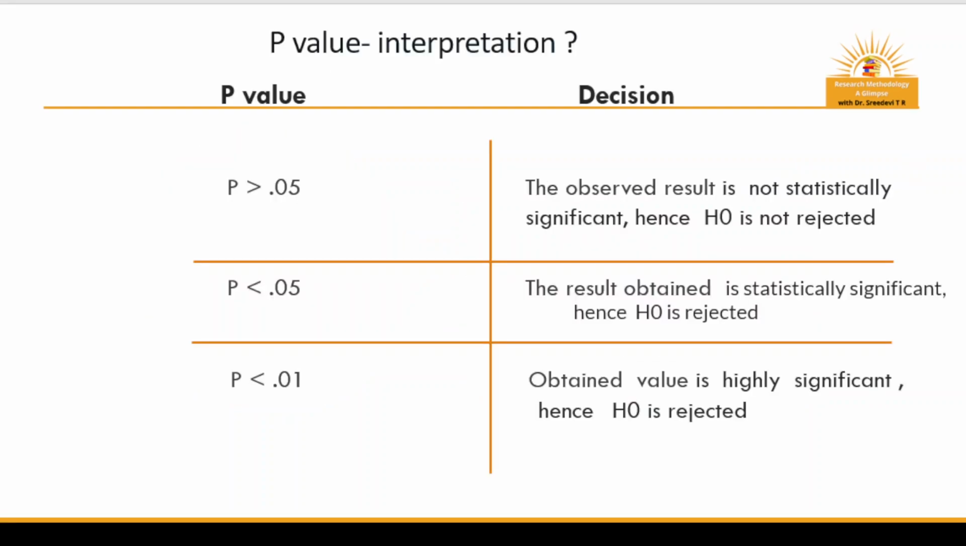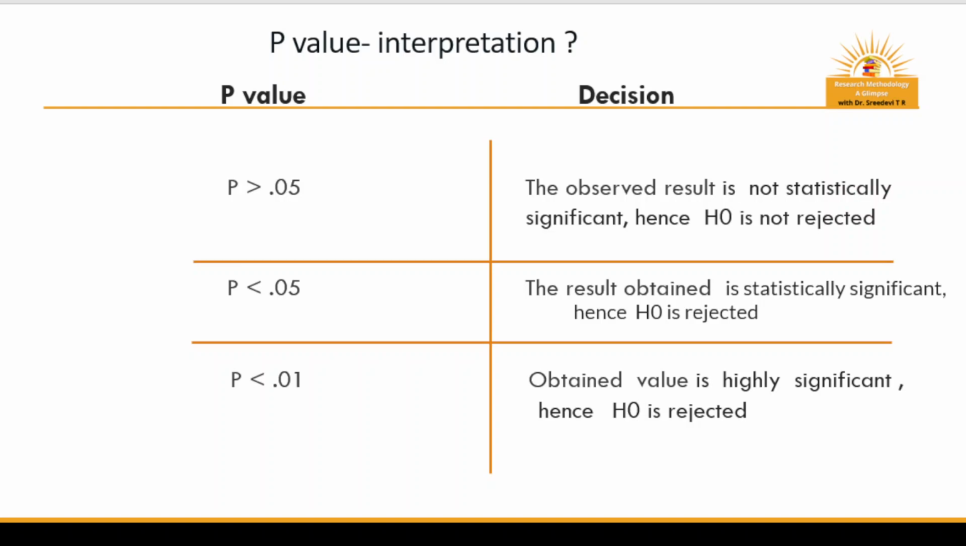Now let us see how p-value is interpreted. P-value and the decision. If the p-value is greater than 0.05, the observed result is not statistically significant. Hence, null hypothesis is not rejected. If p-value is less than 0.05, the result obtained is statistically significant. Hence, null hypothesis is rejected. P-value less than 0.01, obtained value is highly significant. Hence, null hypothesis is rejected. Small p-value is evidence against the null hypothesis. Large p-value has little or no evidence against null hypothesis.